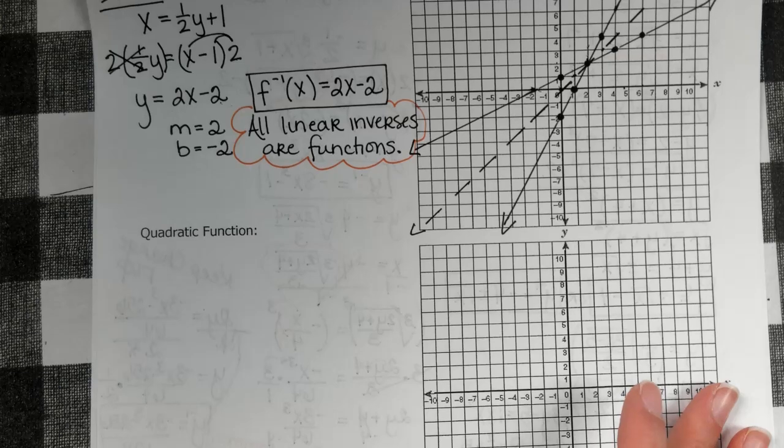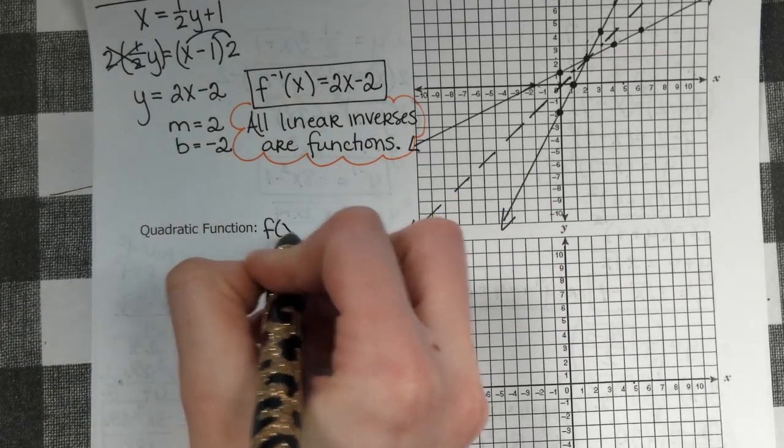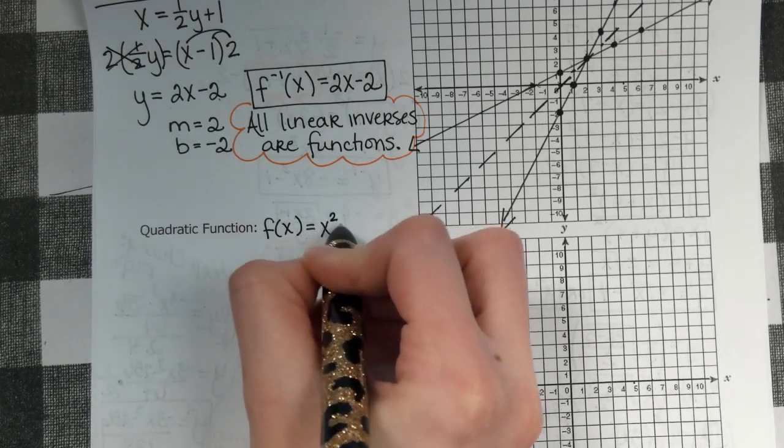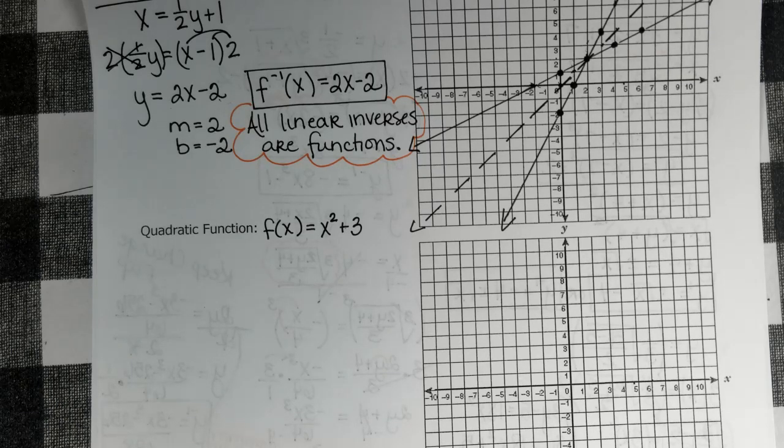All right, our quadratic function. If you have f of x equals x squared plus 3. Now, we did quadratics all the way back in chapter 3, the second 6 weeks, I think, or even the first 6 weeks. Nothing goes away in Algebra 2. You build on everything, okay? So what we did with quadratics in chapter 3, we're still doing in chapter 6.